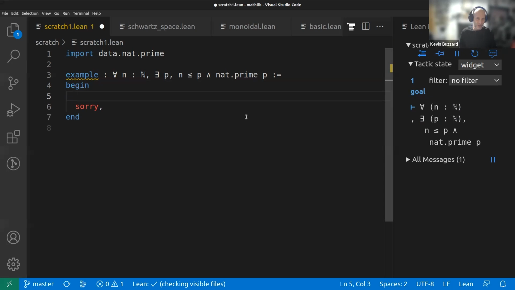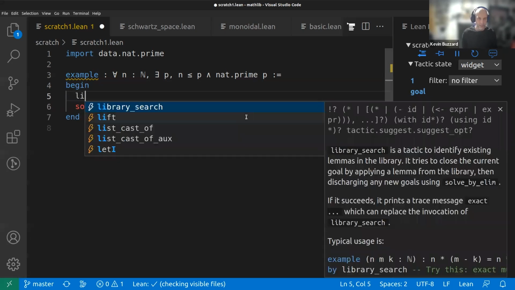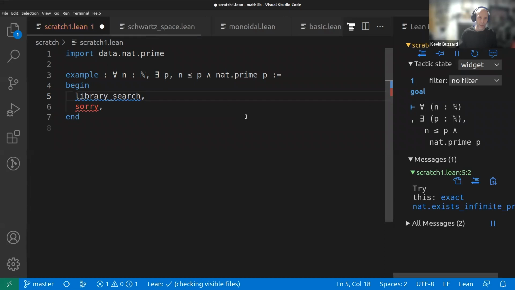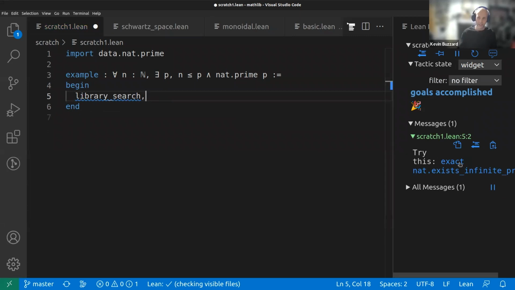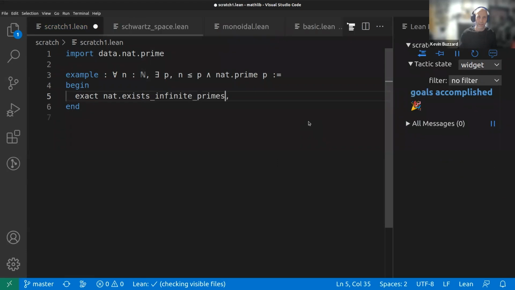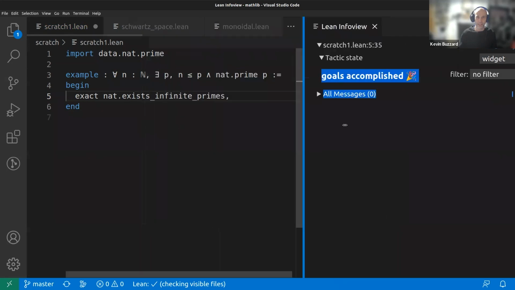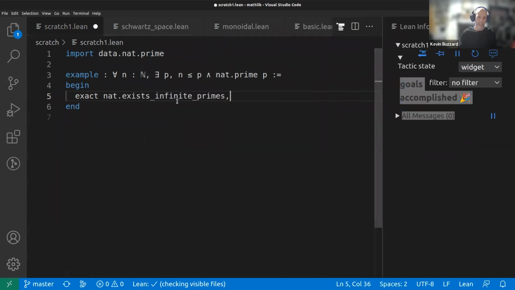I could go through the proof, but I'm not going to. I'm going to type in the library search tactic. This is quite a powerful tactic. There we go. The library search tactic has succeeded, and it says try this. If we click here, then we can tell. Apparently, according to the interactive theorem prover, our goals are now accomplished, which means we've proved there's infinitely many prime numbers. The way we've done it is we found the result in Lean's mathematics library already. It was called nat.exists_infinite_primes.